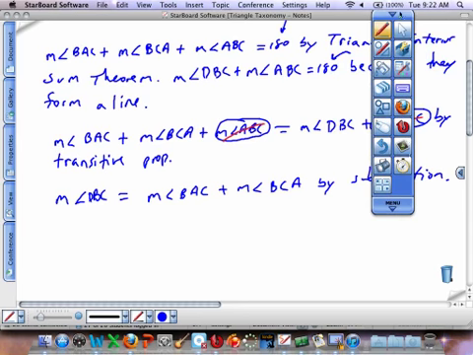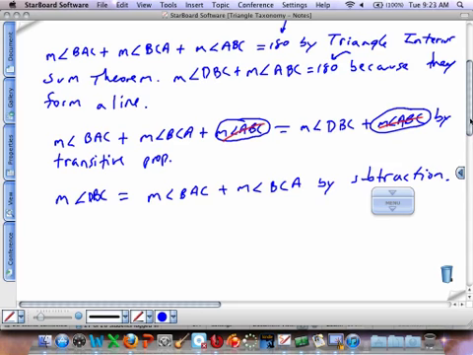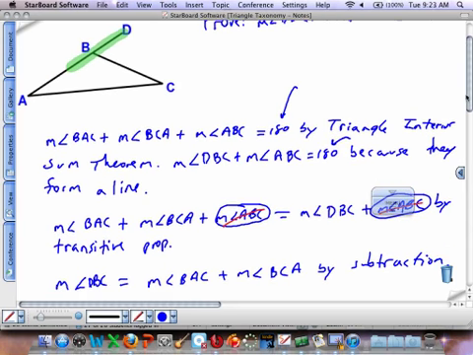I know you guys still don't like proofs. I don't blame you. I still don't like proofs. But I want you guys to realize that they're really not as bad as what we make them out to seem. A lot of times they're pretty short, pretty straightforward. Alright, so that's the end of our notes.